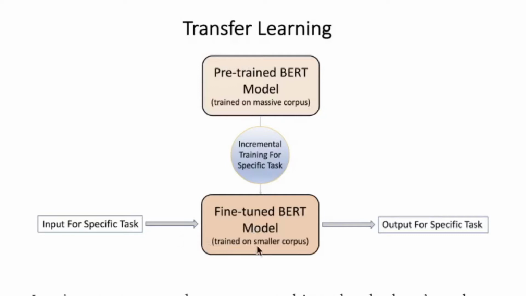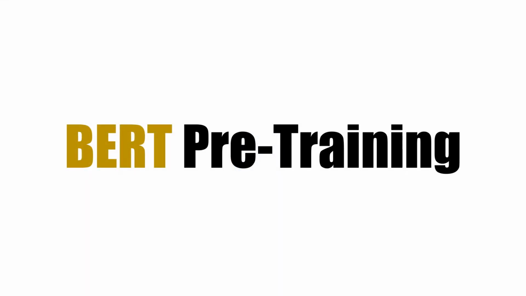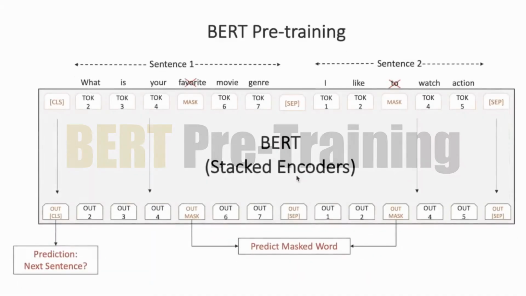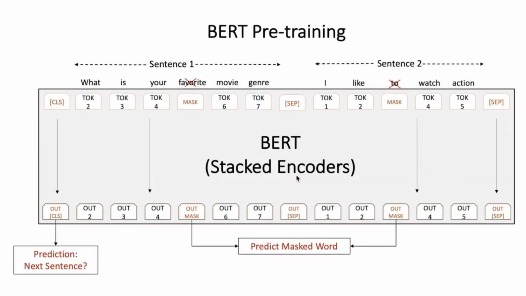Let me tell you a little bit more about the BERT pre-training. You don't have to do it on a regular basis, but it is a good idea to understand it. So this is a very simplified version of pre-training. Basically BERT does two tasks as part of pre-training. Task number one is fill in the blanks, and task number two is to see whether the two inputs are in continuation or not.